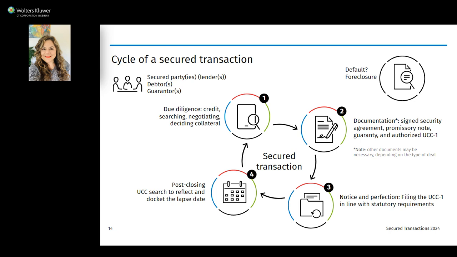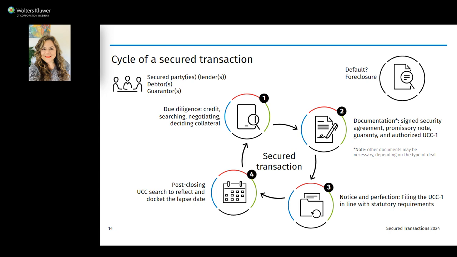They're going to check, maybe he has an LLC. They'll check the Dun & Bradstreet and so forth. They're going to search the record. They may search for UCCs. They'll also search for those other non-consensual liens that we discussed. In the negotiation stage, they're going to try to decide what collateral is going to be pledged, and so on.